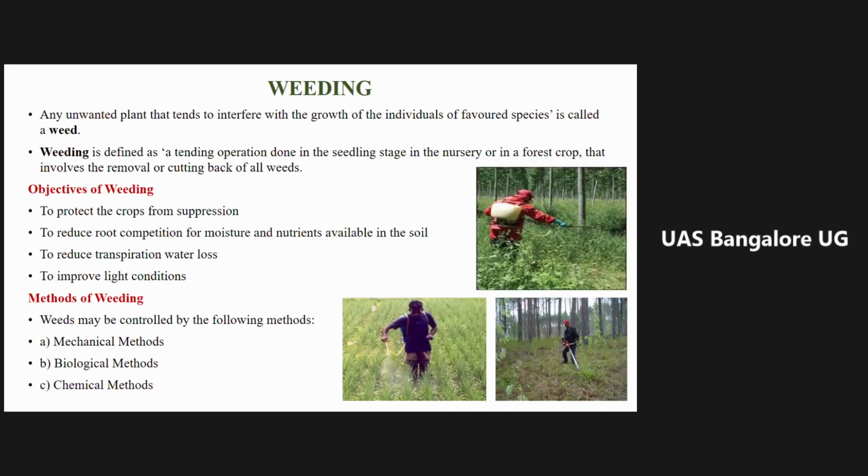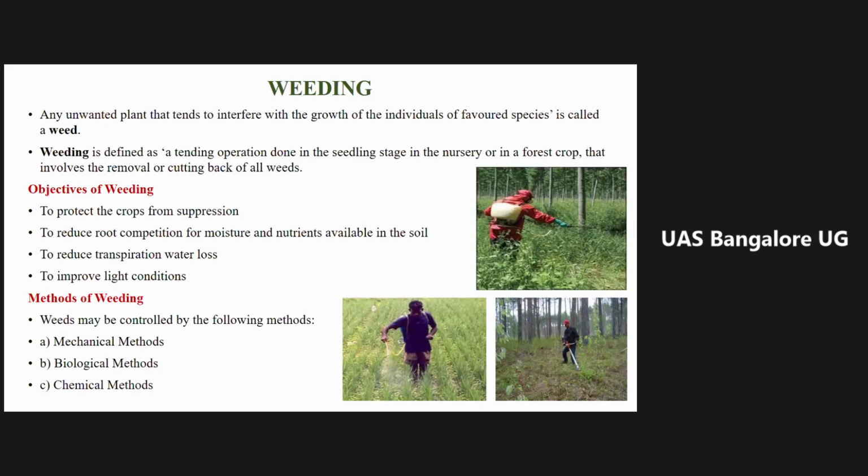A weed is an unwanted plant that tends to interfere with the growth of individuals of the favored species. That is called weeding. Weeding is defined as a tending operation done in the seedling stage in the nursery or in the forest crop. It involves the removal or cutting back of all the weeds or unwanted plants in the stand, or in the nursery.